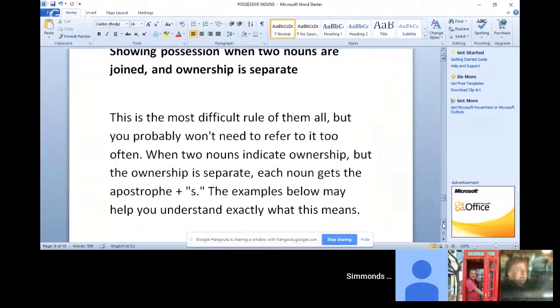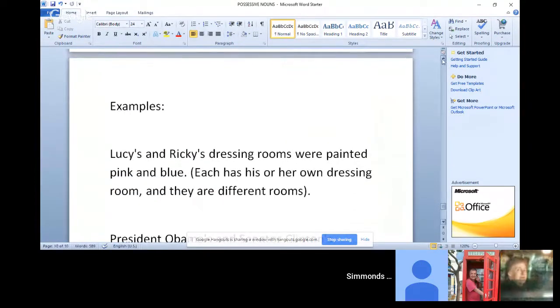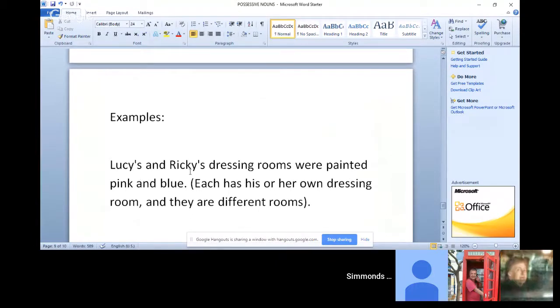Ken, could you read this for us? This is the most difficult rule of them all, but you probably won't need to refer to it too often. When two nouns indicate ownership, but the ownership is separate, each noun gets the apostrophe plus s. The examples below may help you understand exactly what this means. So, for example, Lucy's and Ricky's dressing rooms were painted pink and blue. This means that each has his or her own dressing room, and they are different rooms. So that's why we have the apostrophe s for each noun.